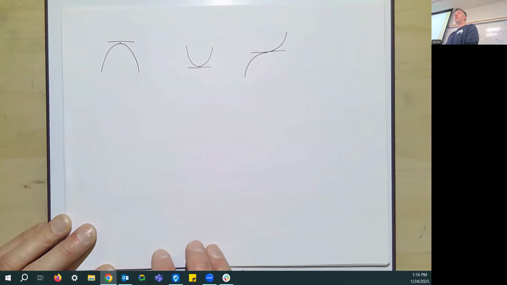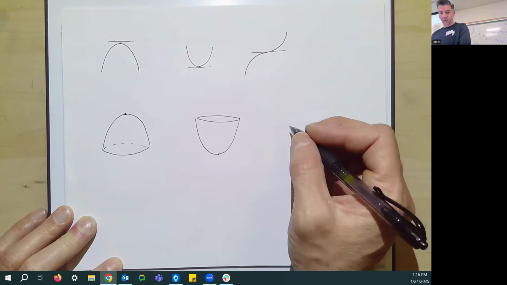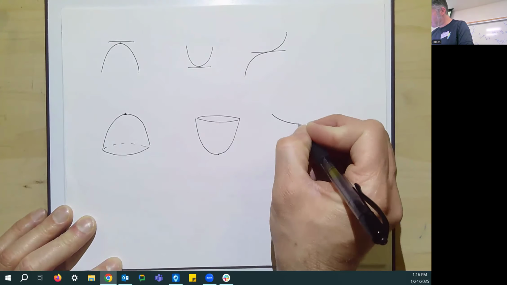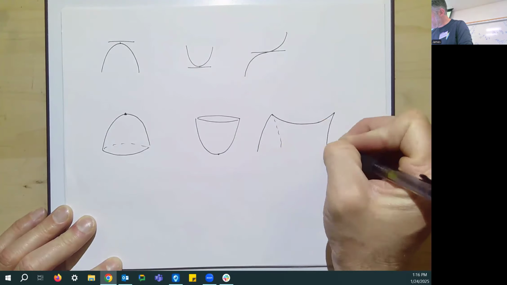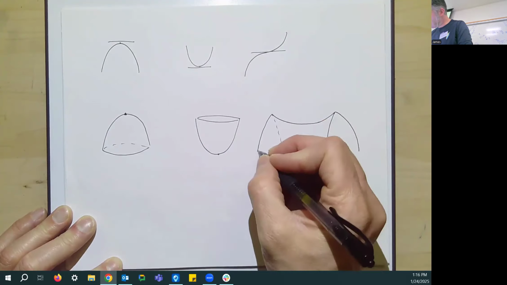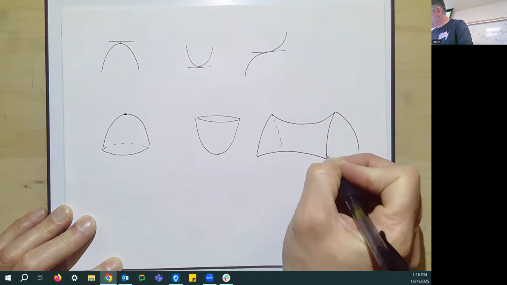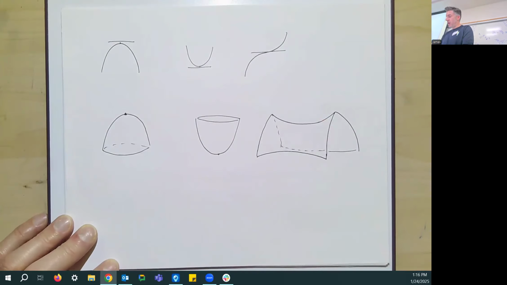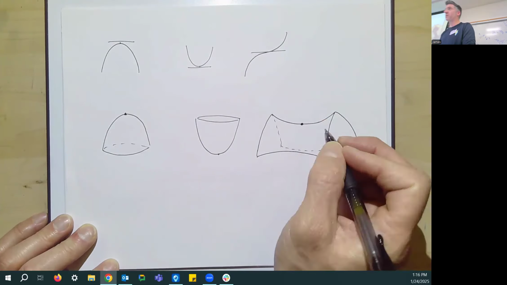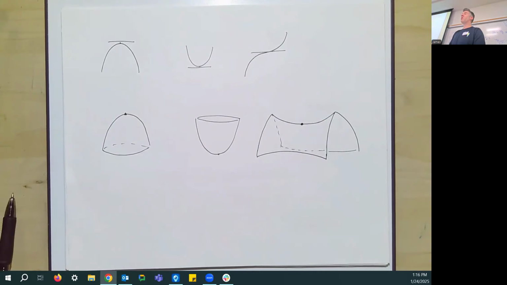Okay, here we go. Hold on. I know I said I wasn't going to draw, but I'm trying to draw a saddle, like that. And all of these surfaces have a point where the tangent plane is essentially parallel to the xy plane, or you can think of it as being flat.